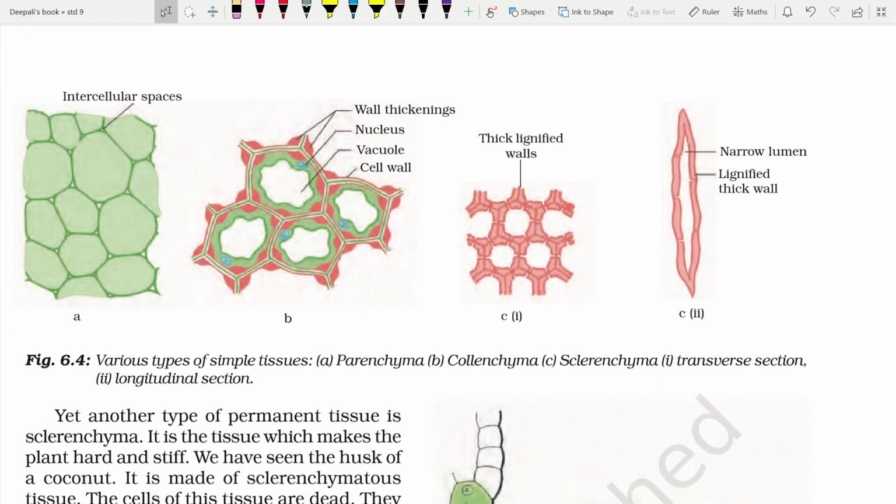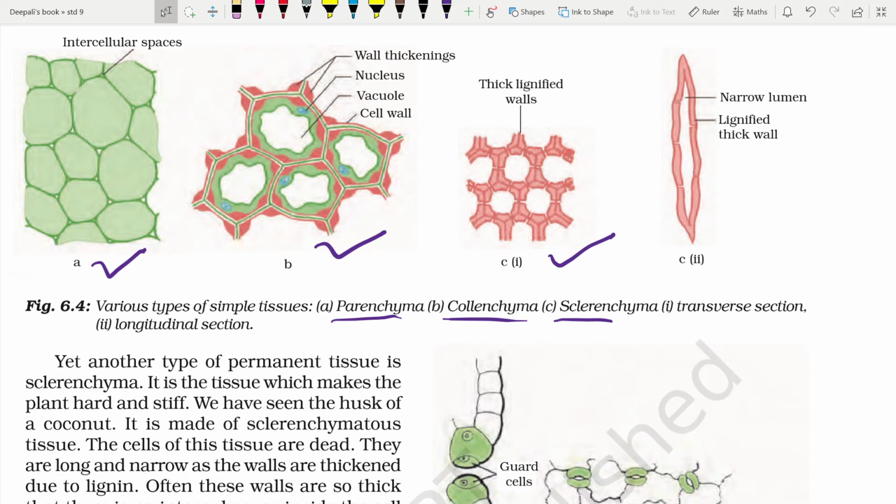So you can see the three different types of cells. The first one is parenchyma, second is collenchyma, and third is sclerenchyma. Yet another type of permanent tissue is sclerenchyma. It is the tissue which makes the plant hard and stiff. We have seen the husk of a coconut. It is made up of sclerenchymatous tissues.